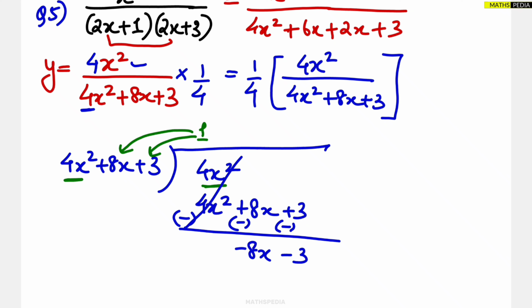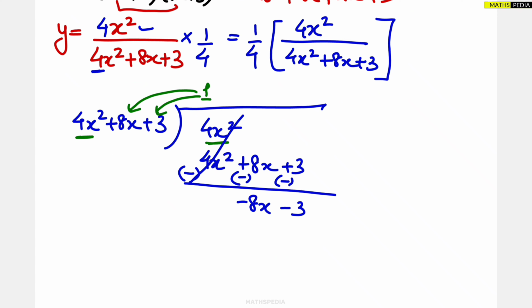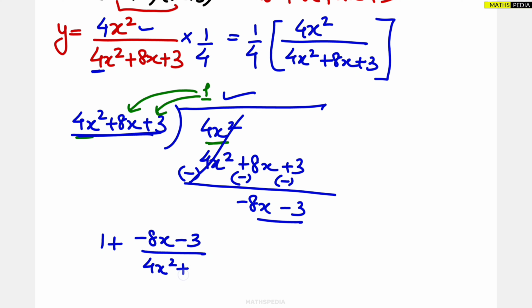Now we have to write it in a proper way. How to write it in a proper way? Let us understand. The quotient, which is 1, plus the remainder minus 8x minus 3 divided by the divisor, which is sitting outside, 4x square plus 8x plus 3. This will be the fraction which we have got after division.